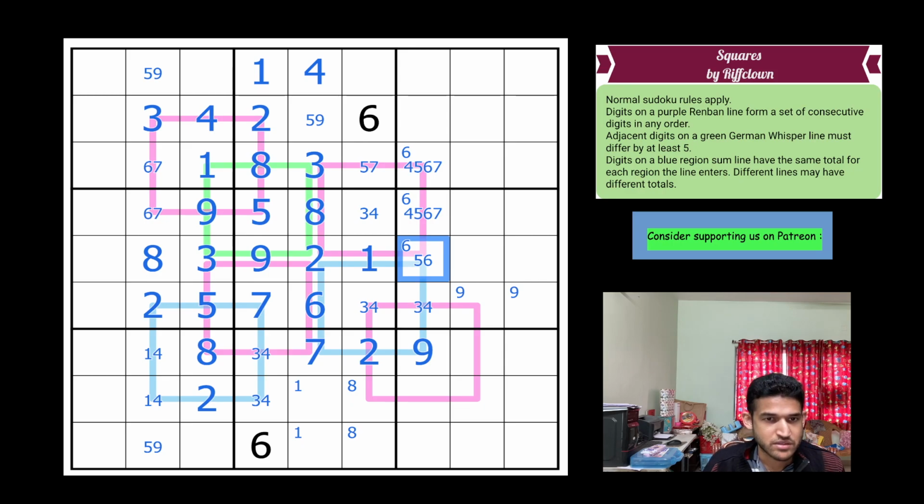Ah, nice. This Renban line right here takes digits 1 to 8, which means there must be a 4 and 6 here, right? Because rest of the cells don't take a 4 and 6. So this is not a 4. That's a 3, that's a 4, that is a 3, and now these must add up to 9, so 6. This will be 4, 5 and 7. No 5 here.